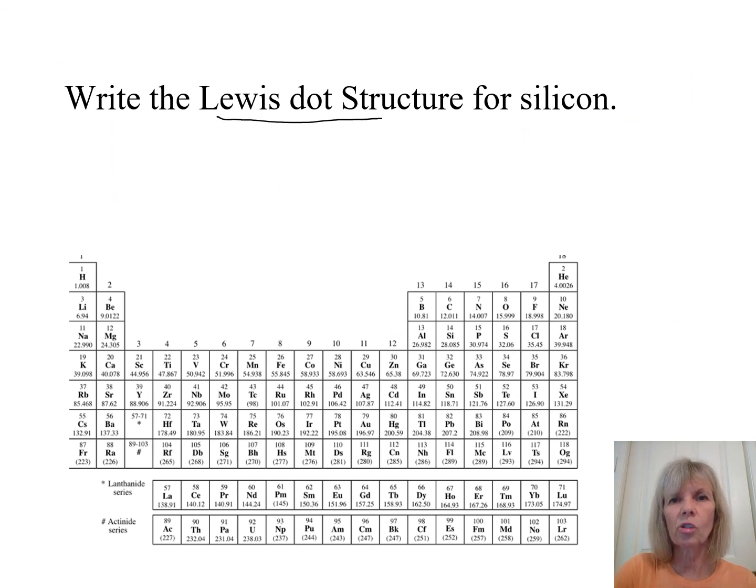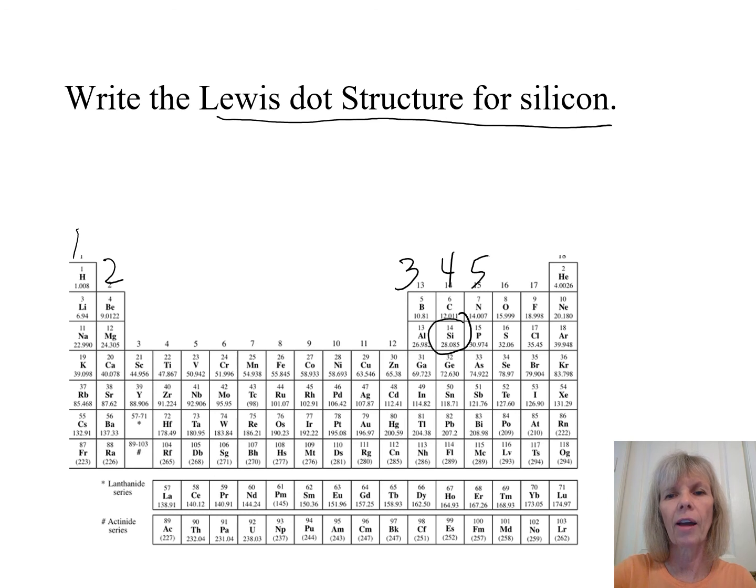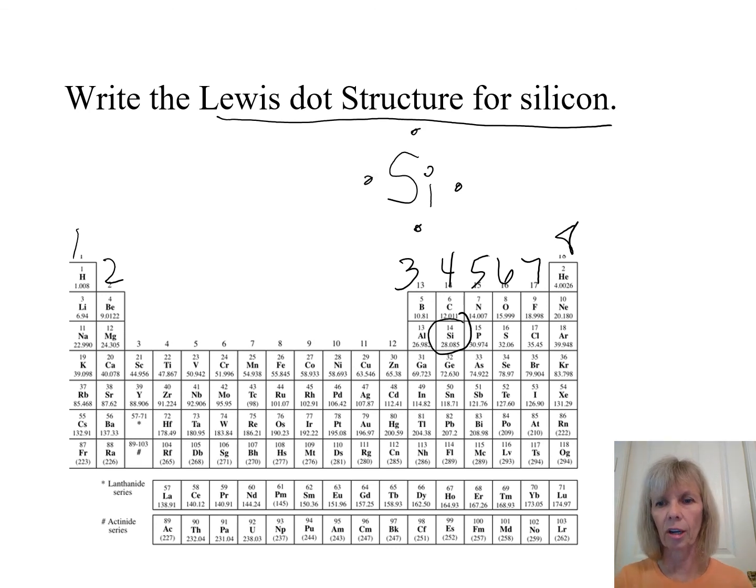Write the Lewis dot structure for silicon. So we find silicon on our periodic table, and I'm circling it, and we look at what column it's in. Again, this applies for our main group elements. So I'm going to label these 1, 2, 3, 4, 5, 6, 7, 8. It's in column 4, so it's going to have 4 valence electrons. So we have silicon, and then we just surround it with 4 dots, and that's my Lewis dot structure for silicon.